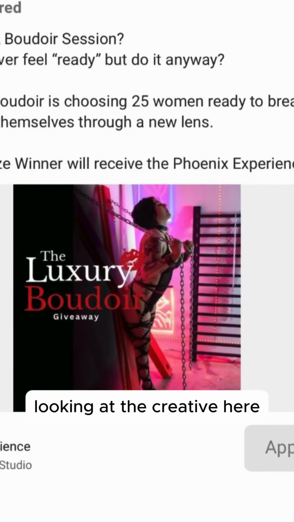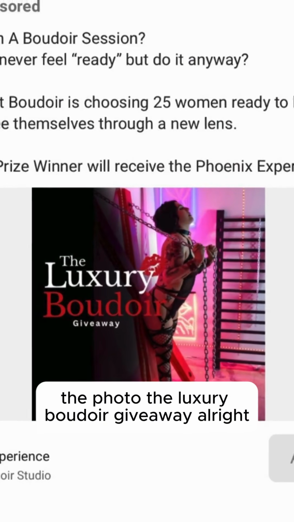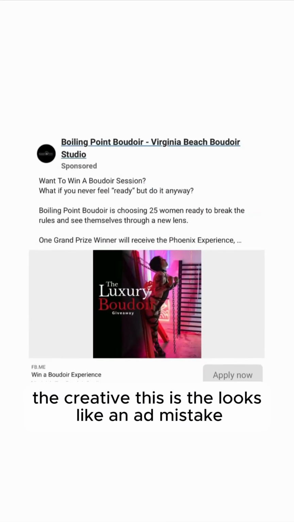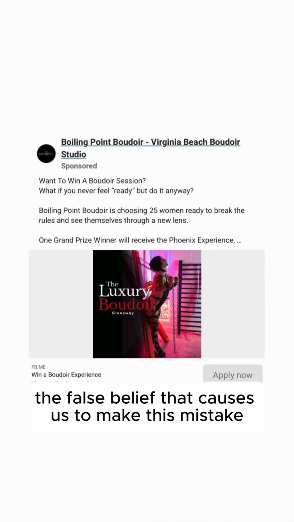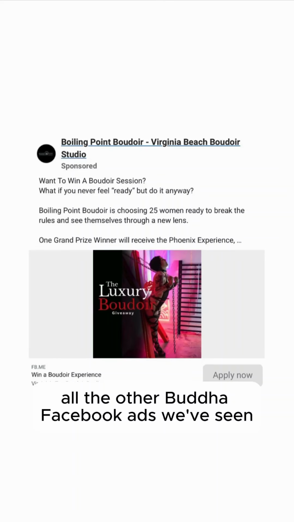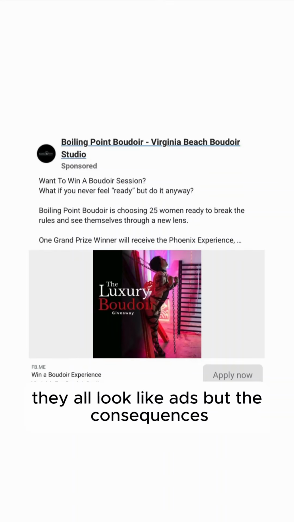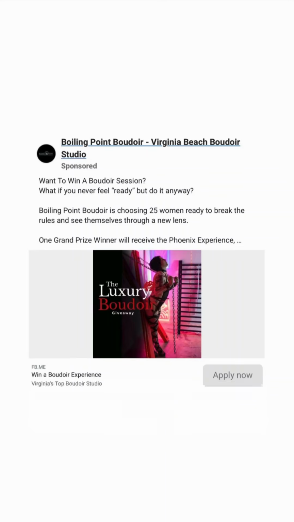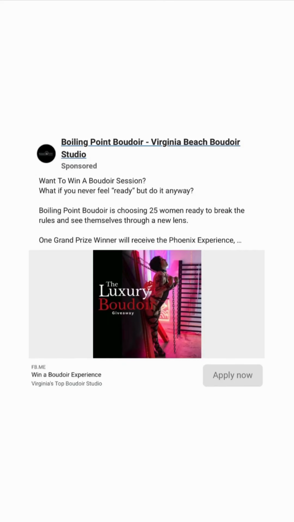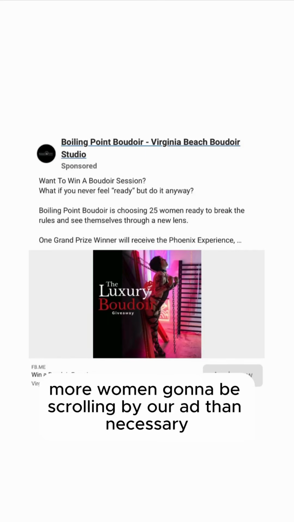Second, looking at the creative here, the photo, the luxury boudoir giveaway. All right, so the photo, the creative, this looks like an ad mistake. So the false belief that caused us to make this mistake is that we believe our boudoir Facebook ad should look like an ad because that's what all the other boudoir Facebook ads we've seen, they all look like ads. But the consequence of this is that way more women are going to be scrolling by our ad than necessary.